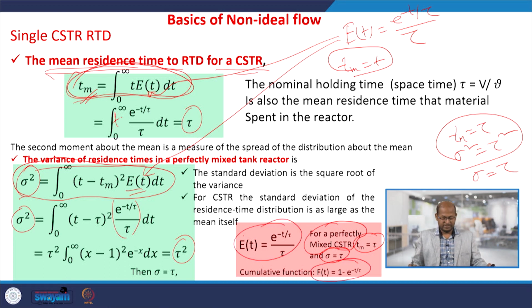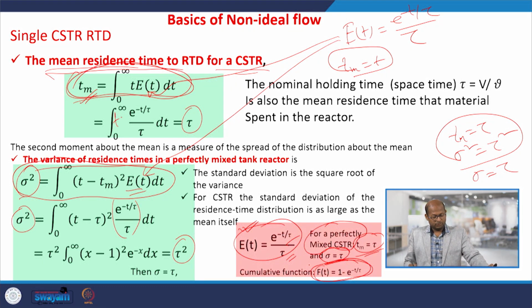For CSTR reactors we can summarize that the residence time distribution function E(t) is e to the power minus t by tau, divided by tau. This is the residence time distribution function, and mean time equals space time, and sigma equals tau, and F(t) equals 1 minus e to the power minus t by tau.